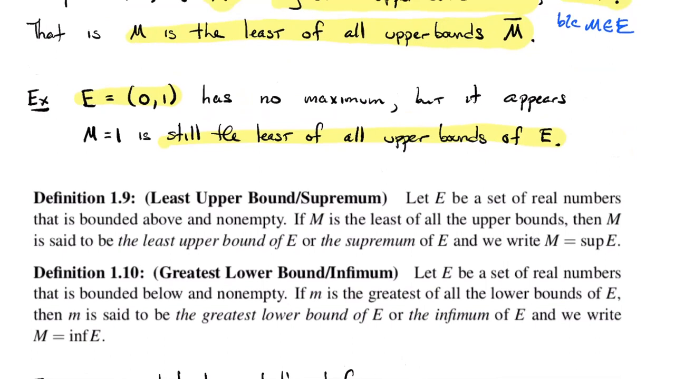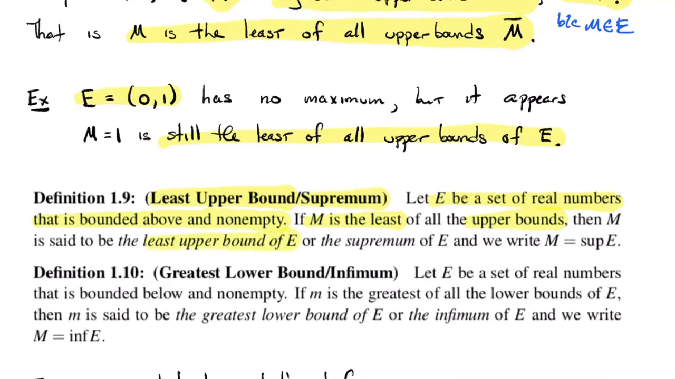All right. So we're going to call a real number a least upper bound, or a synonym, supremum, for a set E if it is the least of all of the upper bounds for the set E. So you take some set of real numbers that's bounded above and non-empty. These are the kind of preamble details. So I've got a non-empty set of real numbers that's bounded above. Then the smallest of all of those upper bounds is called the least upper bound of E.